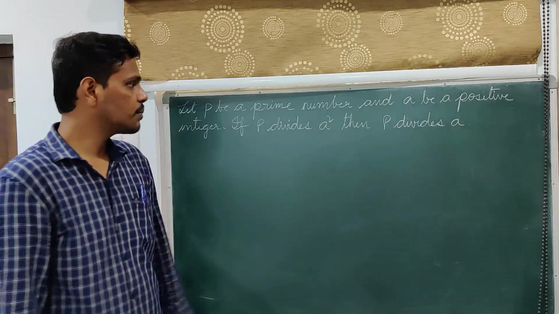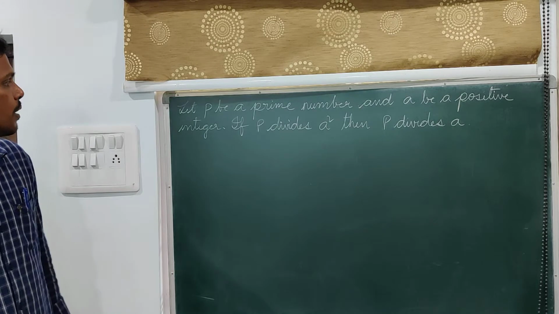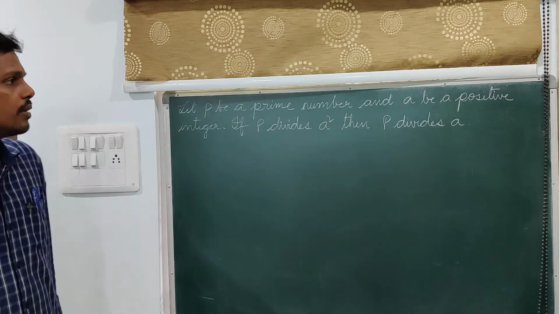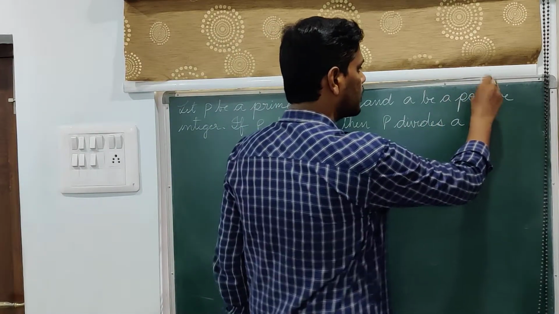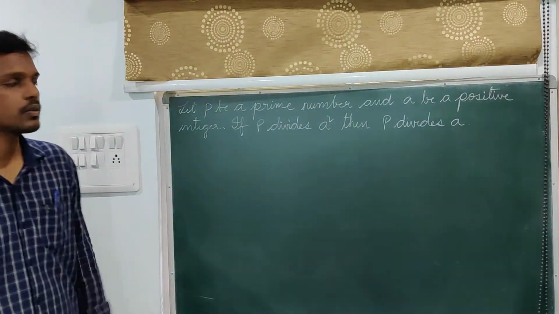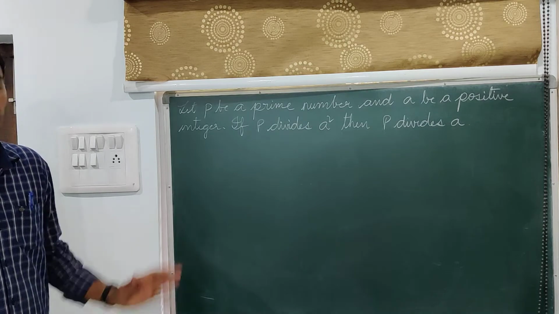So this is the statement which we'll be using further. Let P be a prime number and A be a positive integer. If P divides A square, then P divides A. So this is what we will be proving now.